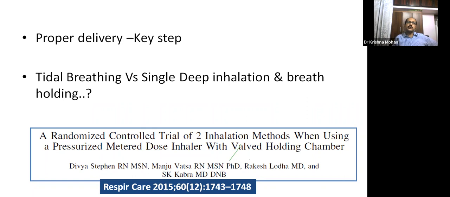So there are two ways in which we can use the MDI with spacer. One is that you tell the patient to use tidal breathing, especially for small children. They may not be able to keep the breath hold. So what you can tell the patient is that if you are using a valved spacer, you just breathe through the spacer and you give at least 6 breaths through the spacer. What is exhaled won't go inside the spacer because there is a valve there. So you just give 6 inhalations and exhalations. So tidal breathing, that is one method.